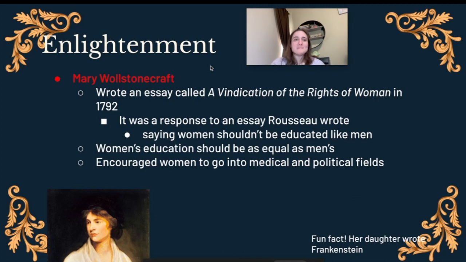All right, then we have Mary Wollstonecraft, and she wrote an essay called A Vindication of the Rights of Woman in 1792. And this was really famous because it was actually an essay in response to one of the essays that Rousseau wrote. So Rousseau wrote that women should not be educated equal to men, and Mary very much so disagreed with that. She believed education should be as equal as a man's and encouraged women to go into the medical fields and also political fields.